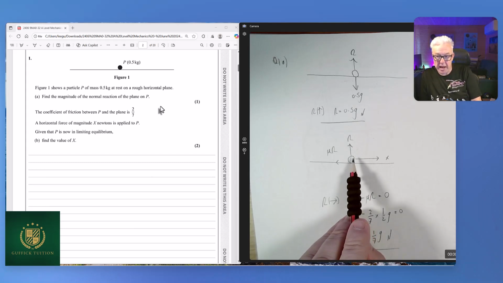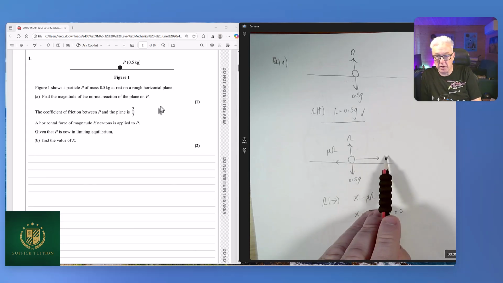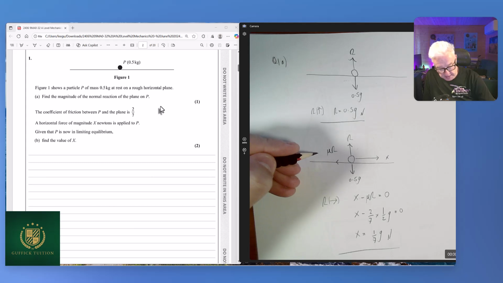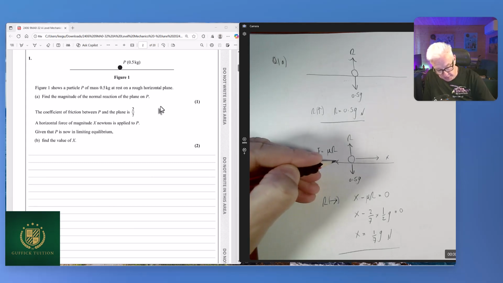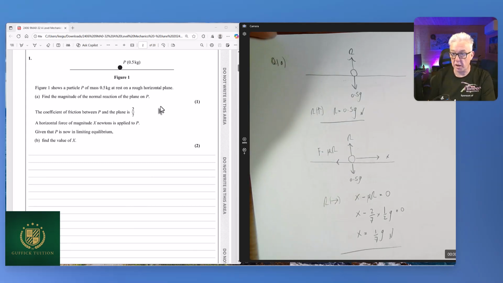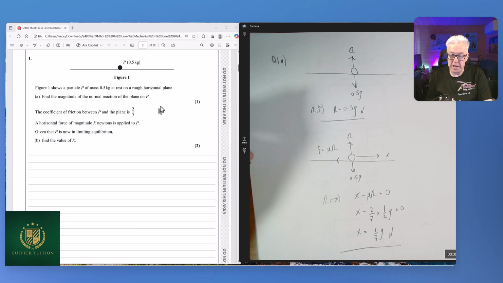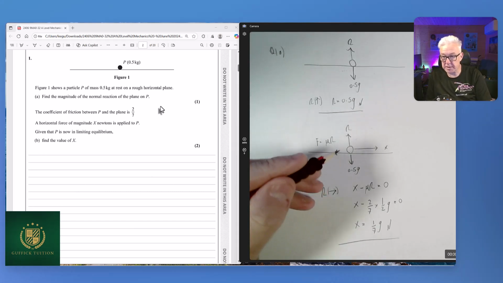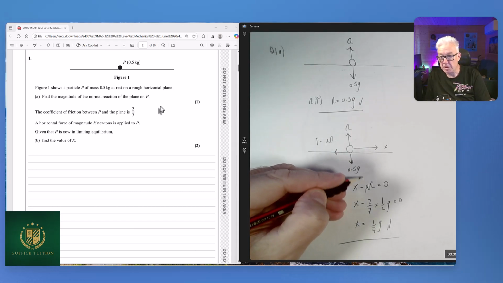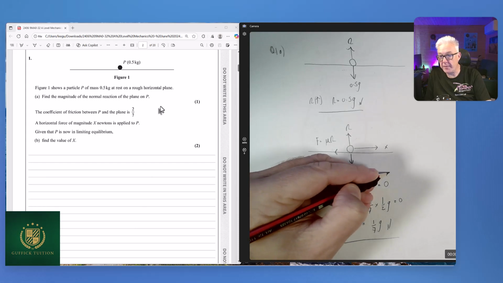So we've got a force x, which I've just modelled as going to the right. Friction is going to act in the opposite direction, so friction is equal to mu times R. So I'm basically resolving to the right, and I'm going to use Newton's second law. So F is equal to ma.